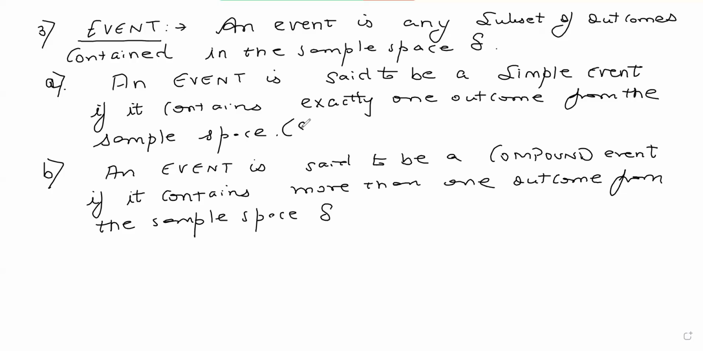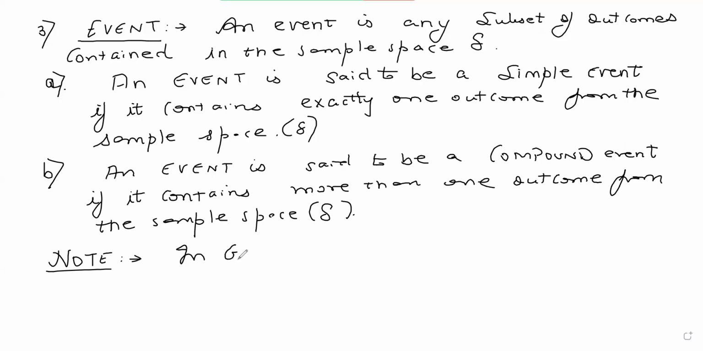Here also I can write delta. Sample space is denoted by delta. So when you take exactly one outcome from the sample space, it's called a simple event. When you take more than one outcome from the sample space, it's called a compound event. Okay, let's understand this through an example. Before going into the example, I can write a note and then we look at an example.